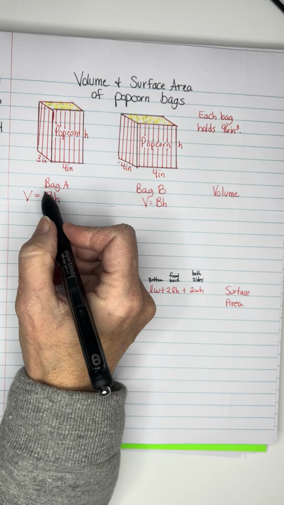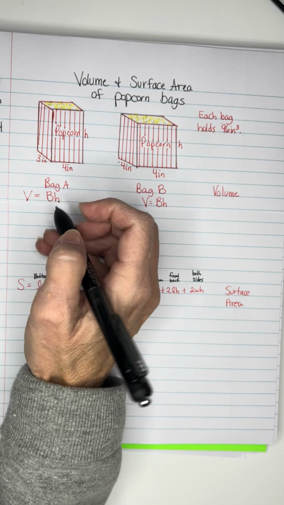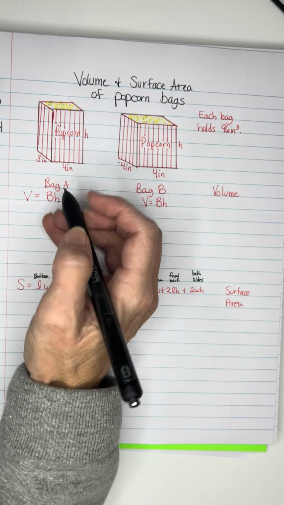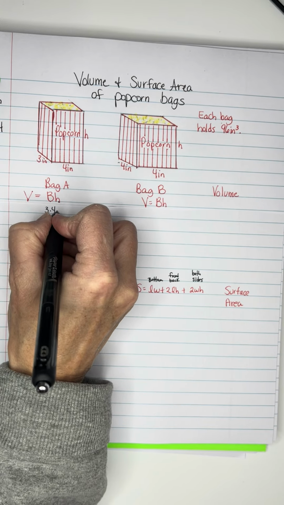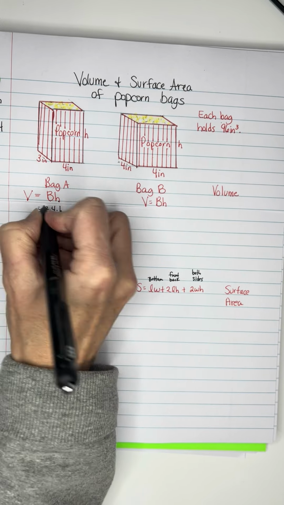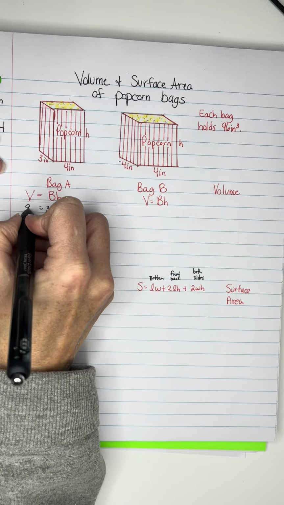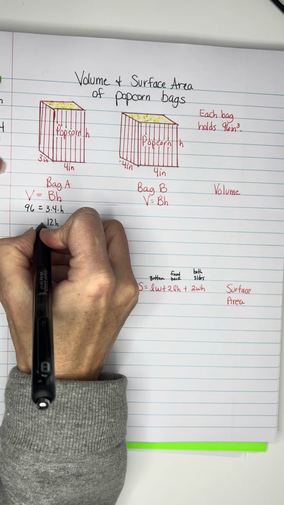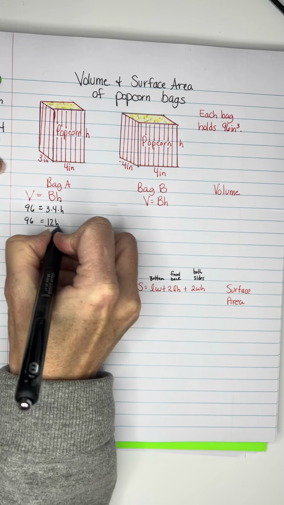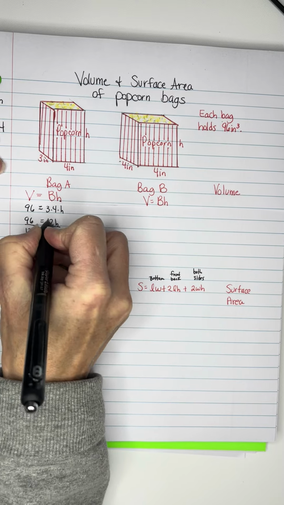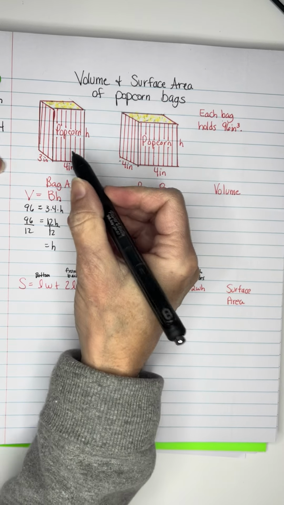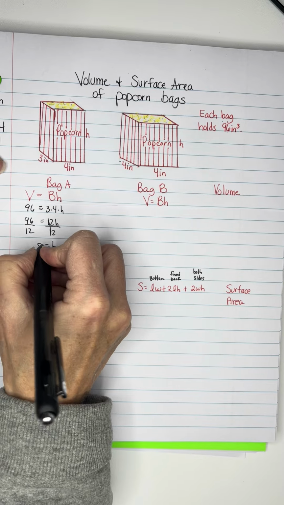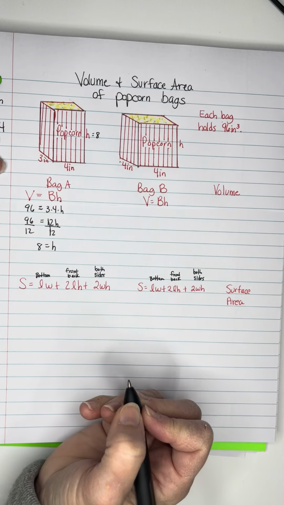All right, so volume equals base area times the height, and the base area is this bottom here, which is 3 times 4. So I've got 3 times 4, and then the height we don't know, but we do know that the volume is 96. So 3 times 4 is 12H equals 96. We'll divide by 12. And the height of this taller bag is 96 divided by 12, which would be 8. So this one is 8.